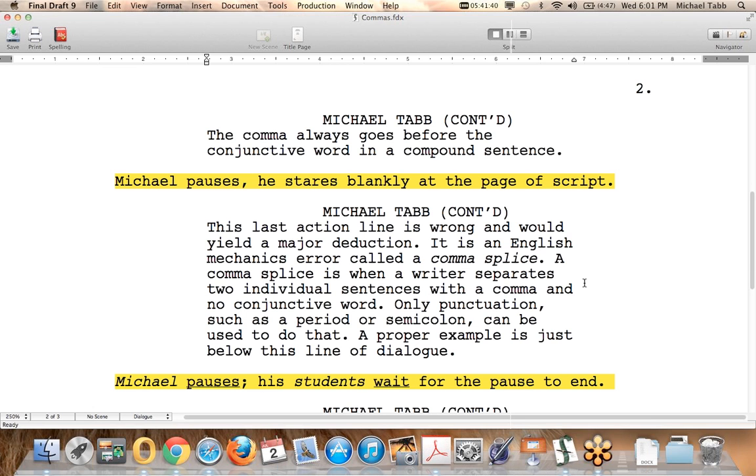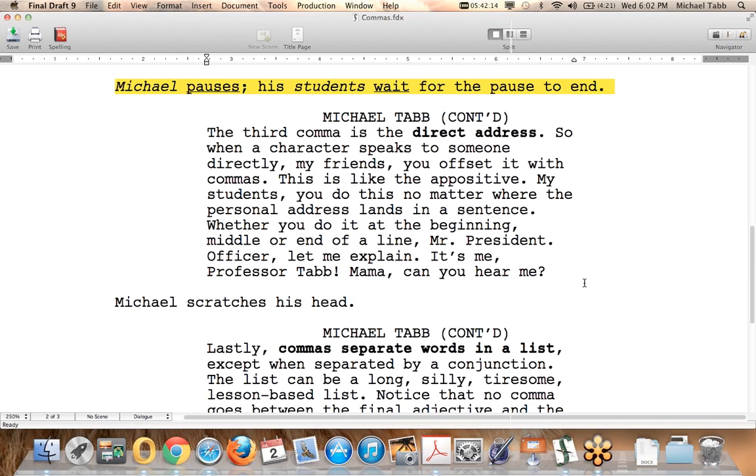Michael pauses. He stares blankly at the page of script. Now, this last line is wrong and would yield a major deduction. It is an English mechanics error called a comma splice. A comma splice is when a writer separates 2 individual sentences with a comma and no conjunctive word. Only punctuation, such as a period or a semicolon, can be used to do that. A proper example is just below this line of dialogue. Michael pauses, semicolon, which could also be a period. His students wait for the pause to end.